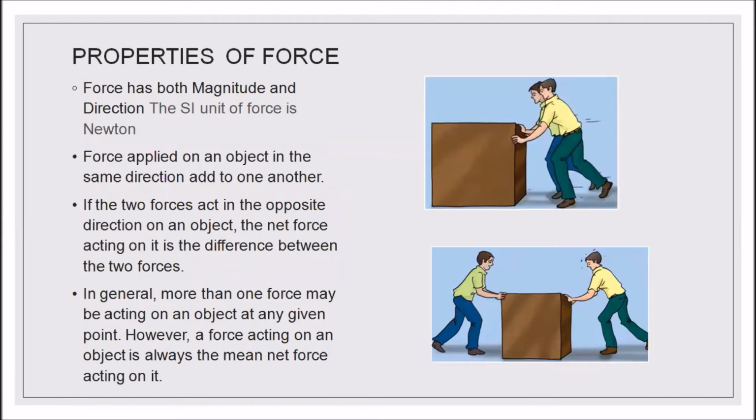Now, what are the properties of force? Force has both magnitude and direction. This means we can calculate force. We can count force. Magnitude means value. Anything which can be calculated or measured is called its magnitude. The value is called magnitude. And forces also have direction, meaning we are applying force in a particular direction.